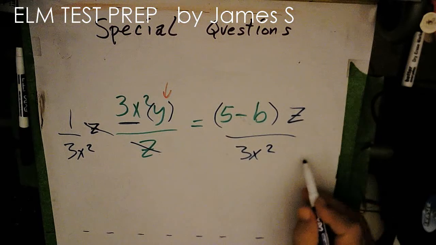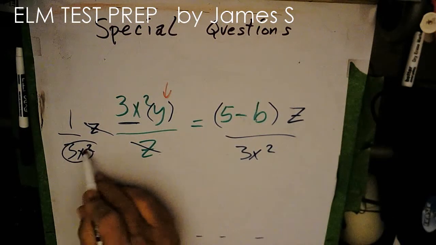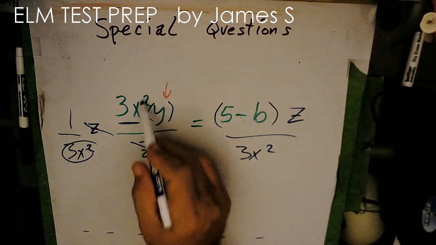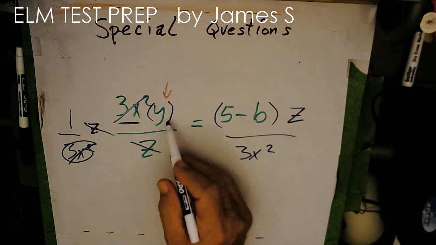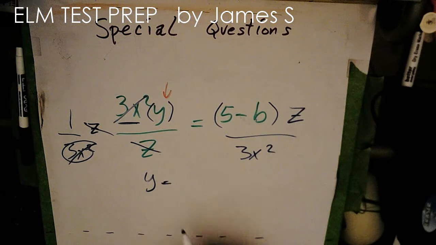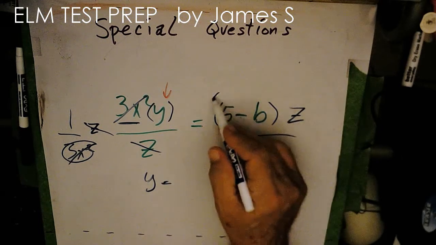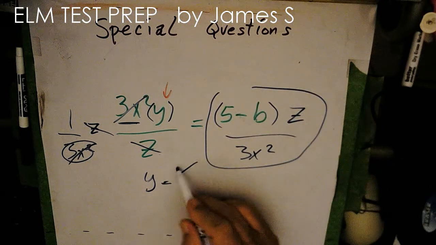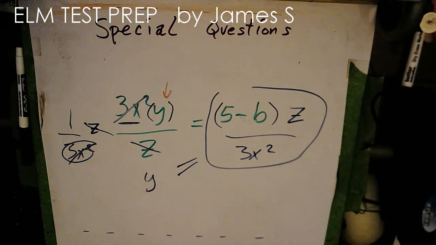If I do 1 over that, this is in the denominator, this is in the denominator. These then cancel out. And the only thing left is what I had in the parentheses, which was what I wanted, y. And then I will just bring this whole thing down. That equals my answer right there.